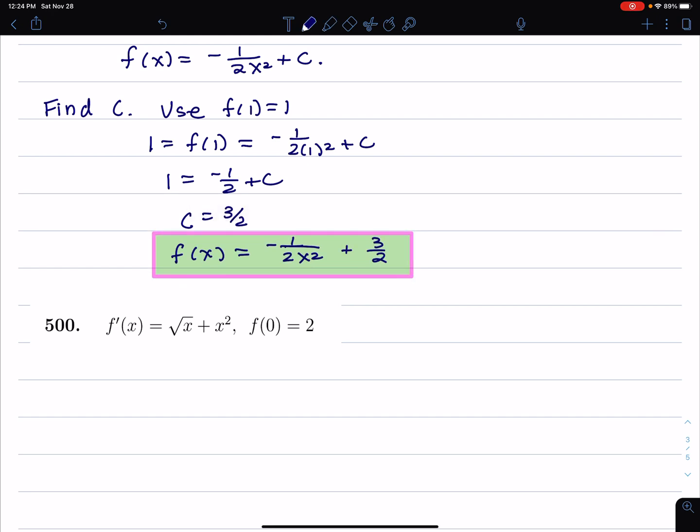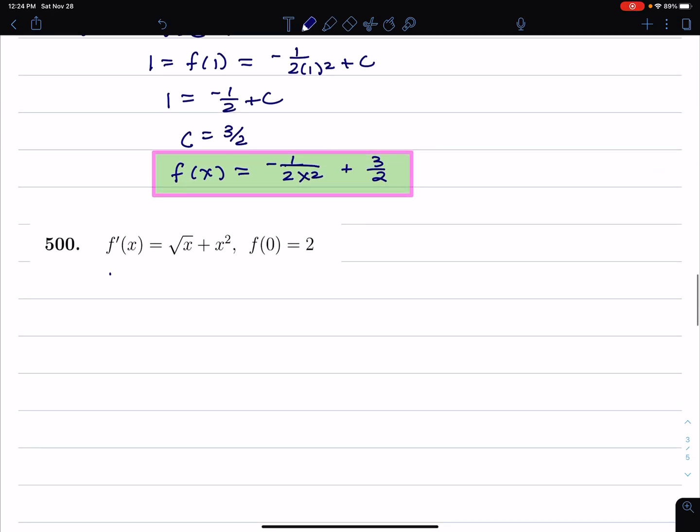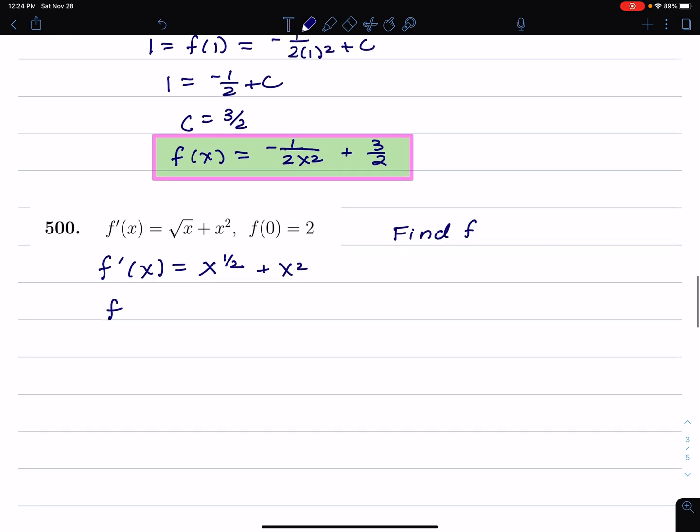Okay, for this one, it's very similar. The first step is that I need to write these as a power of x, and I need to do it correctly. I almost did it wrong. So radical x is x to the 1 half, plus x squared. We're trying to find little f. We're given f prime, and we want f such that its derivative equals square root of x plus x squared, and f of 0 equals 2.